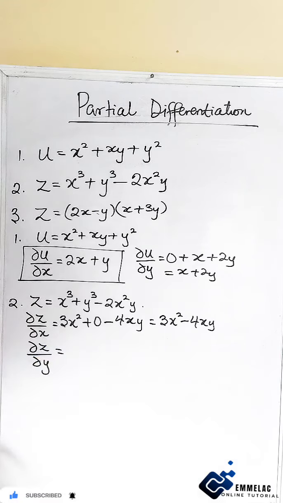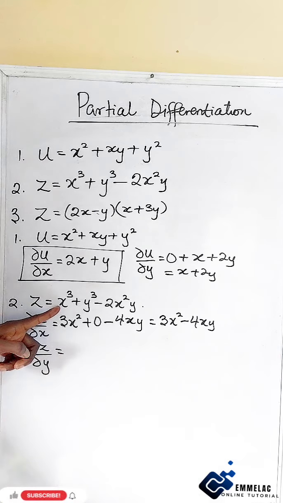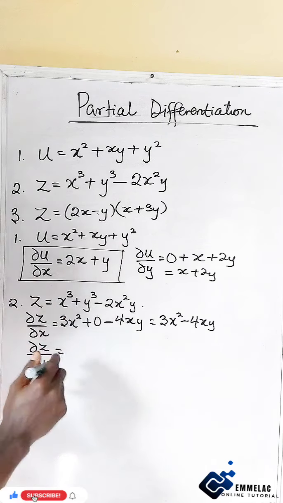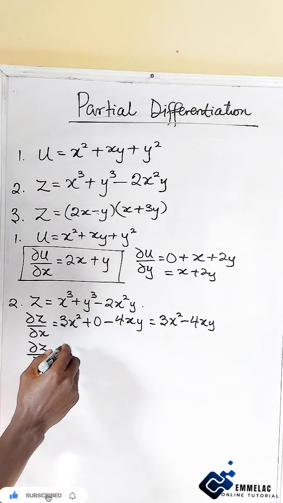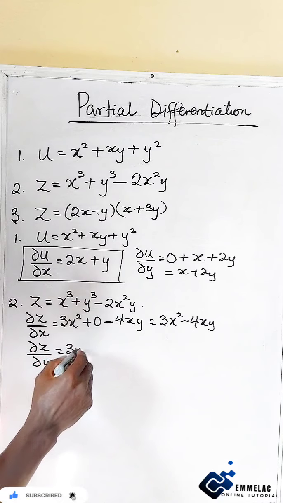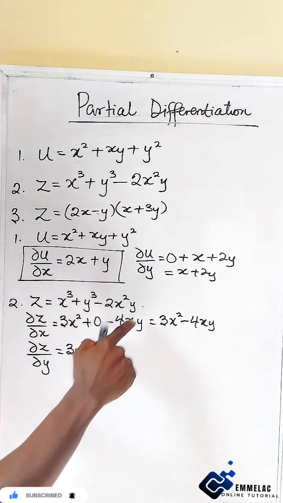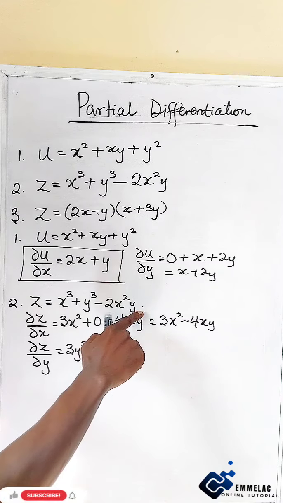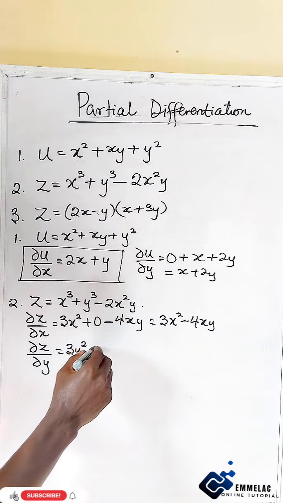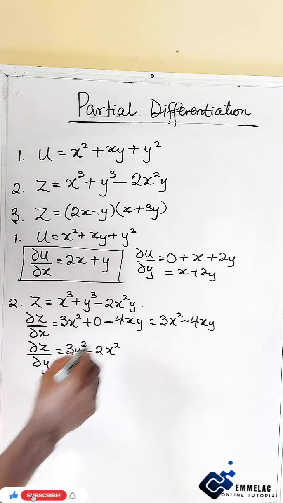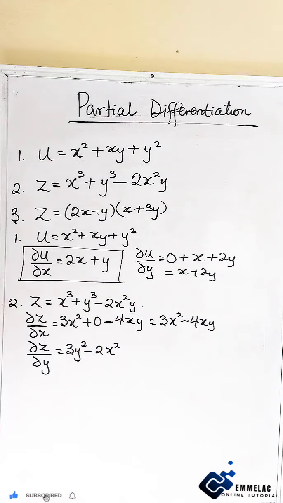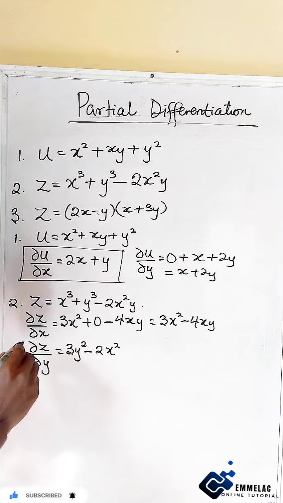So with respect to y, now here this becomes a constant, so that's 0. Differentiating y cube, y raised to the power of 3, we have 3y squared, then minus, here we differentiate with y, so y becomes 1 here, so I am left with 2x raised to the power of 2. So that is that. This is the final answer.